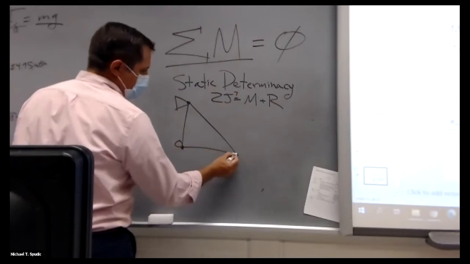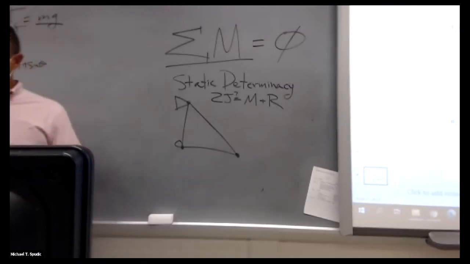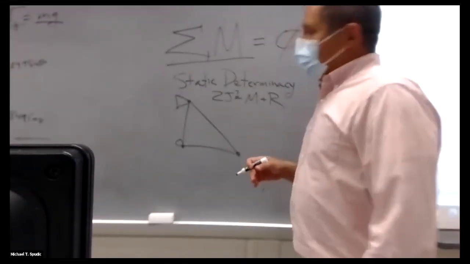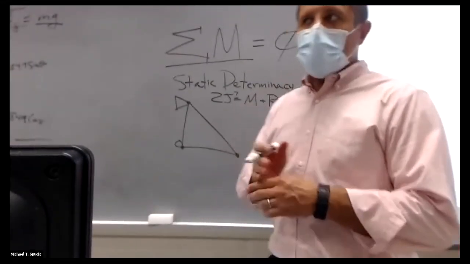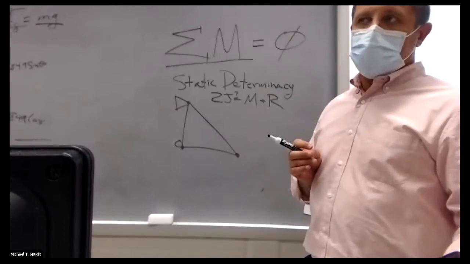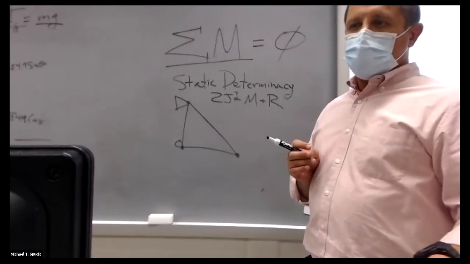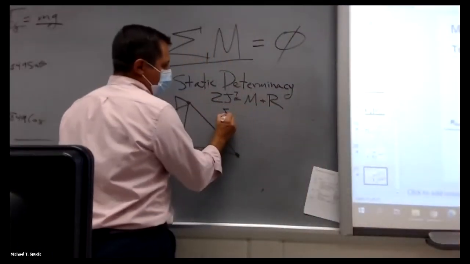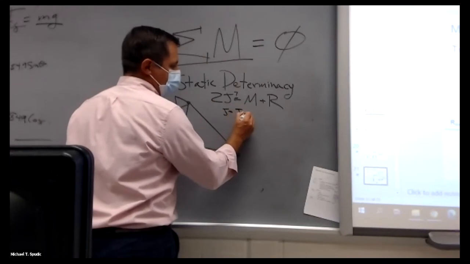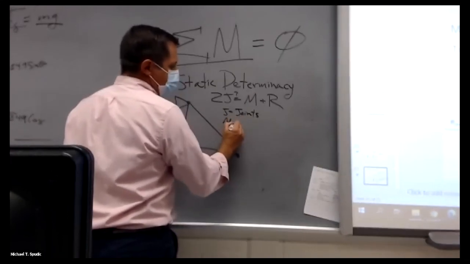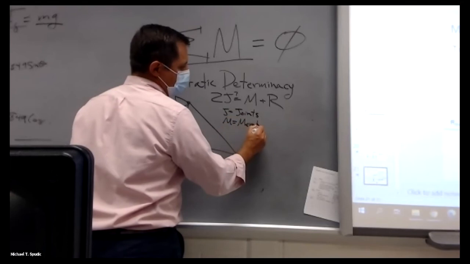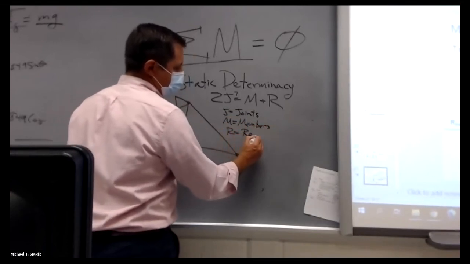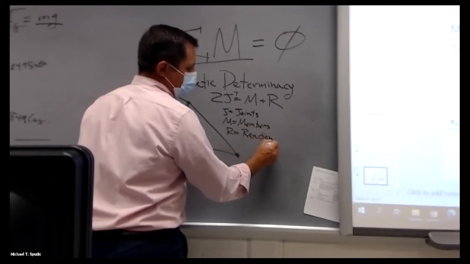I got every point where the members are meeting. Members are just the arms. Members are the beams. Okay? Wherever the members meet is called what? What do you think that's going to be called? Joints. Okay? So J stands for joints, M stands for members, and R stands for reactionary forces.